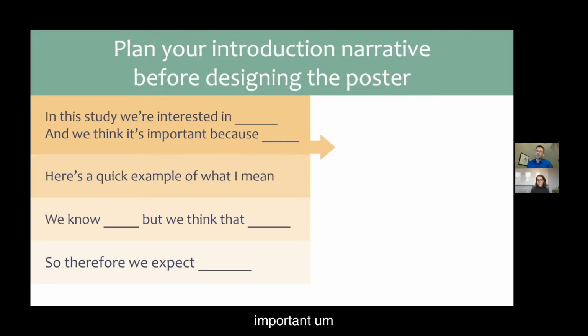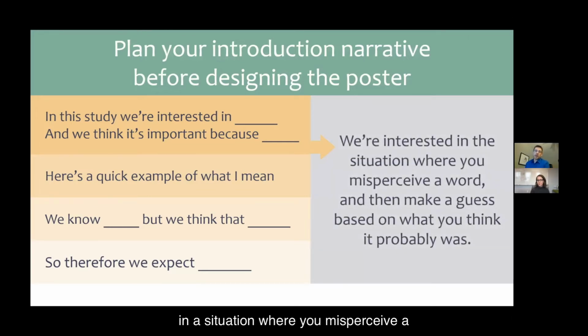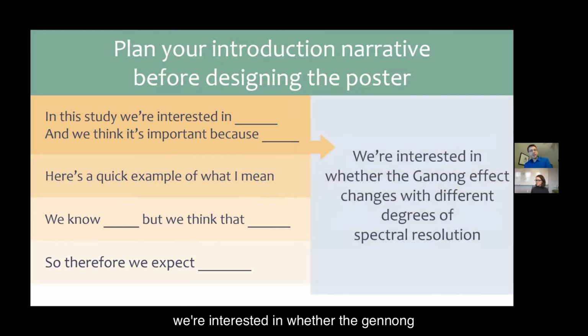And this is usually the part of the presentation that people skip over, unfortunately, but it's the most important. So here's an example. We're interested in a situation where you misperceive a word, but then make a guess based on what you think it probably was. The original version of this was, we're interested in whether the Ganong effect changes with different degrees of spectral resolution. Woof. There's a lot of jargon in there, and who knows why this is relevant, right?